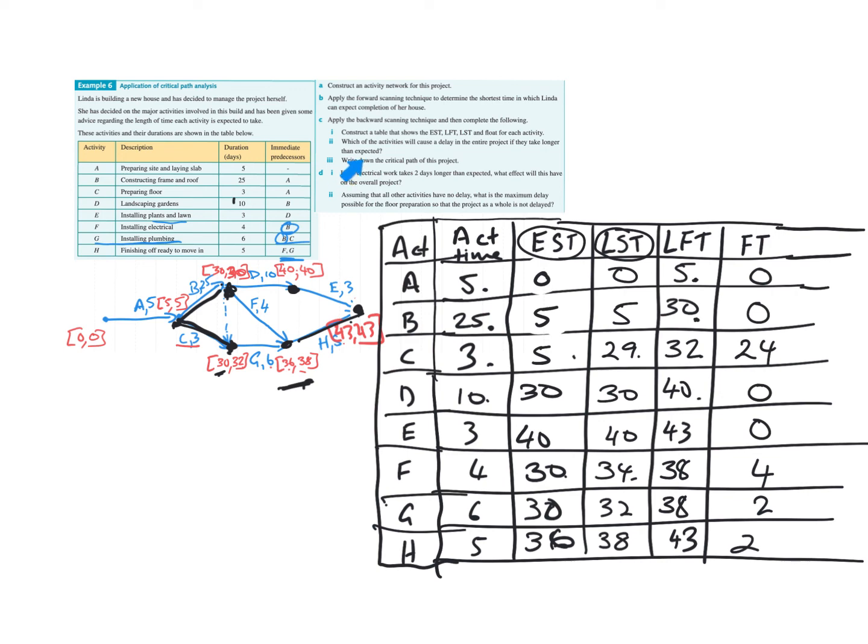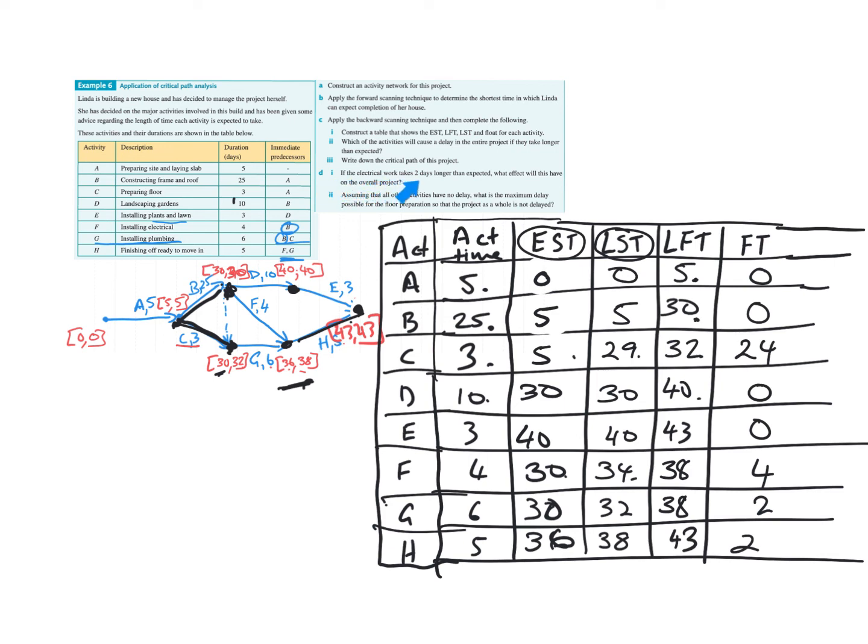So, have we answered the question? Construct a table, done that. Which of the activities will cause a delay in the entire project if they take longer than expected? They're the critical ones. There's your A, B, D, and E. Okay, write down the critical path of this project, A, B, D, E.